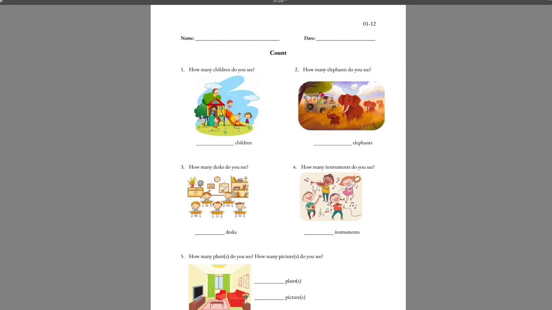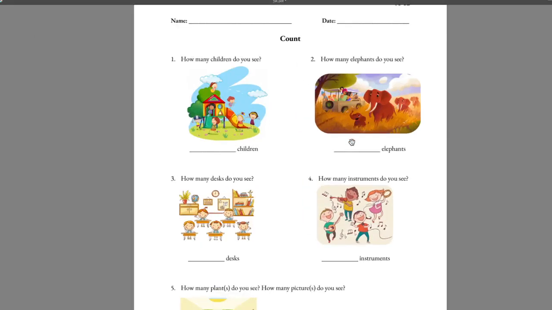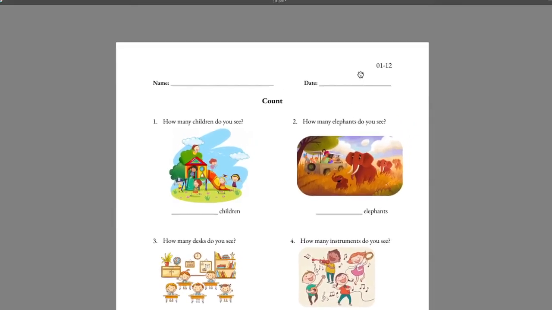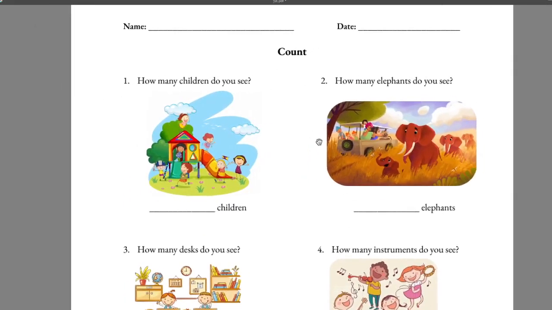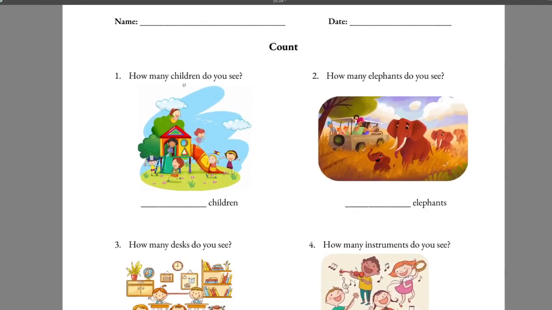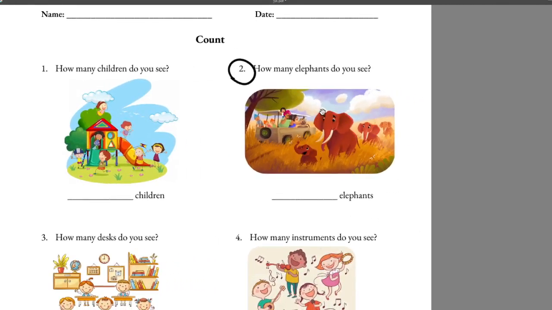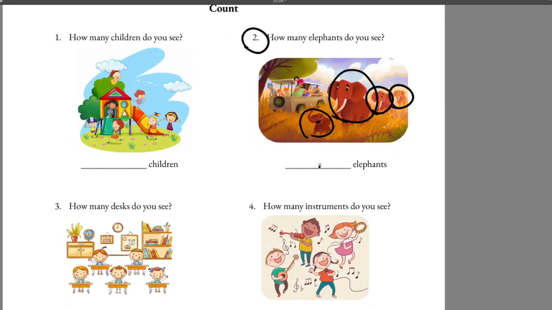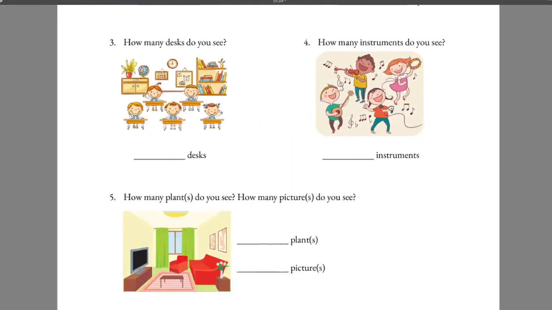Now the first page here is on counting. Based on the picture, we're going to count how many of the specified objects that we see in that picture. So for example, 2, how many elephants do you see? Well, we can count 1, 2, 3, and 4 elephants. So we just put 4 elephants in the text box.